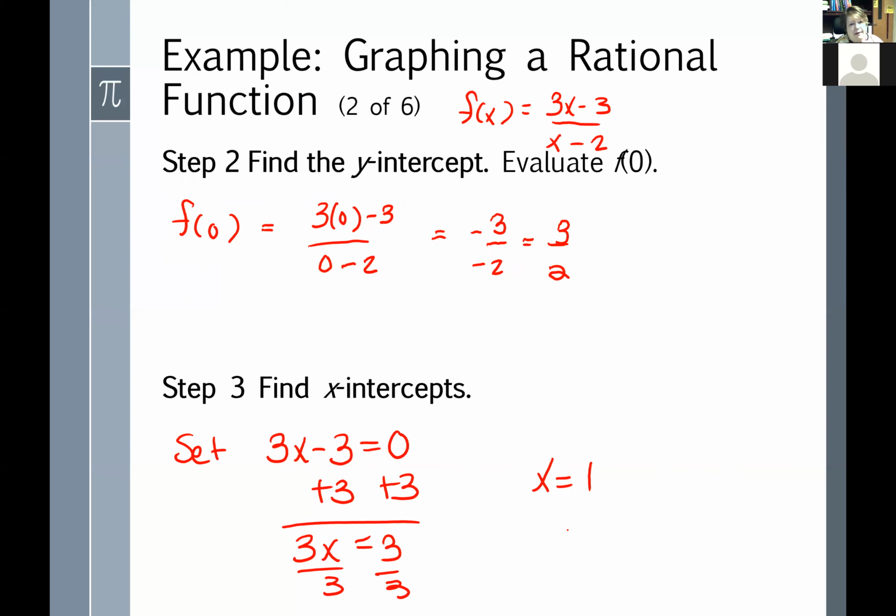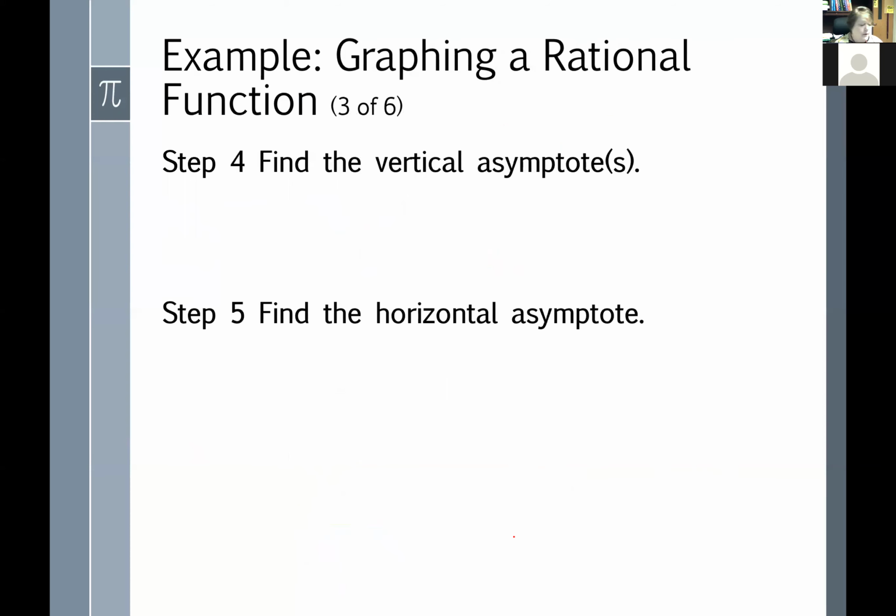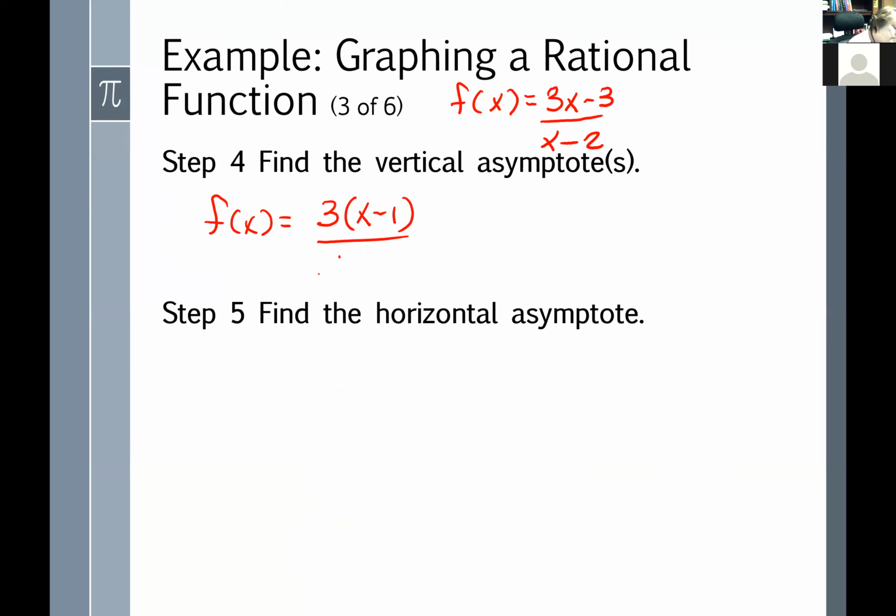Okay, so now you're going to find the vertical asymptote if it has one. And it does have a vertical asymptote. I am going to factor this just to make sure there's nothing to cancel. So I'm going to factor a 3 from that numerator. x minus 1 cannot cancel with x minus 2. So set the denominator equal to 0. So there is a vertical asymptote at x equals 2.